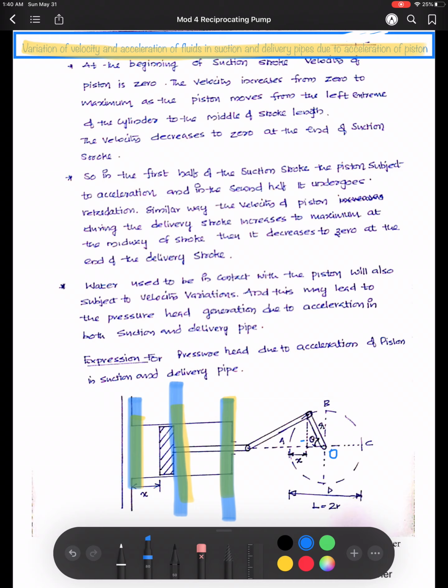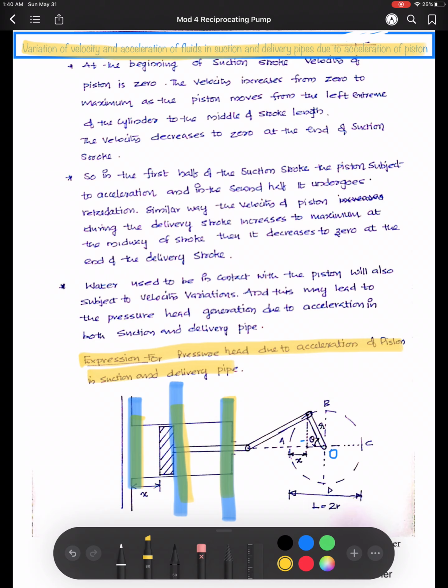Now as you can see, the water will always be in contact with the piston inside the cylinder. So the velocity of water inside the cylinder will be equal to the velocity of the piston. Clear? Now what we're going to do is derive an expression for the pressure head due to acceleration of the piston in the suction and delivery pipe.